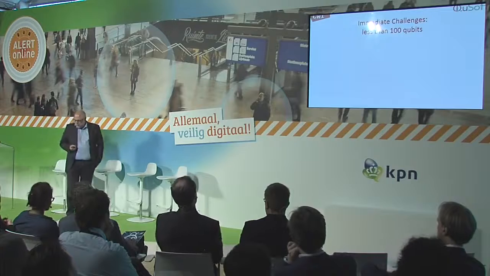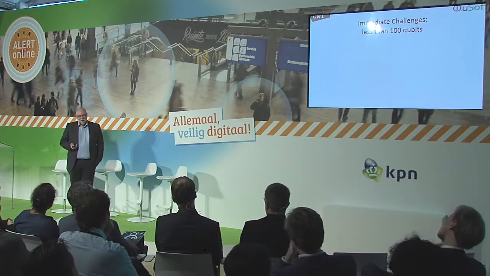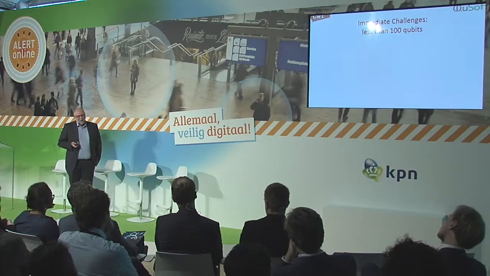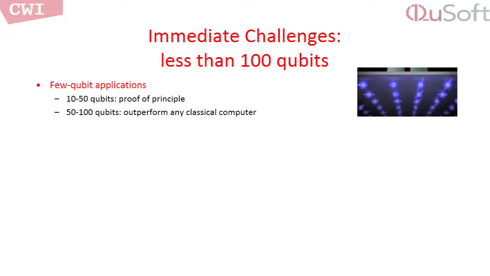So the immediate challenge is that we have less than 100 qubits. Actually, we have, I sort of figured out 22. Sort of, but it depends a little bit on how you count, and these guys will tell you exactly how to count. But we will have certainly less than 100 qubits, and I think it's a very important question: what are we going to do with these few qubits? Now we have between 10 and 50, so it will only be proof of principle ideas that we're going to show with them.